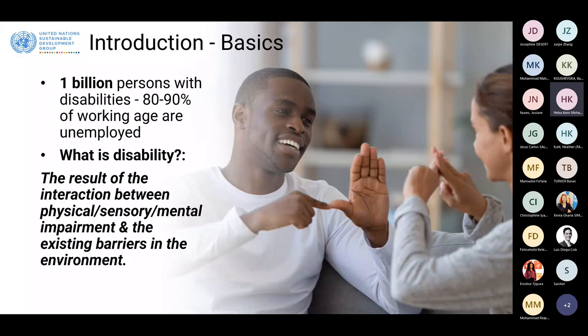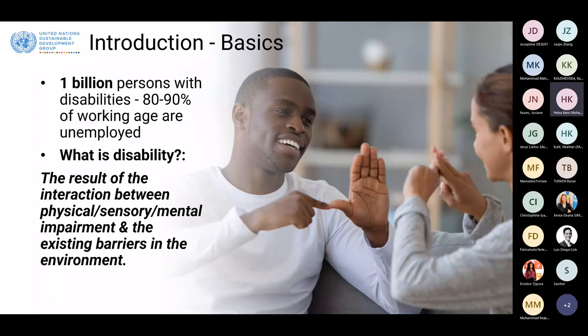So here in disability inclusion, as you all know, there are 1 billion persons with disabilities worldwide, 80 to 90% of which are of working age. And unfortunately, they face unemployability due to the existing barriers in the environment. And by the word environment, we mean the physical and the digital environment. Throughout this training today, we are going to talk about the digital environment of online meetings. How can we turn that environment into an accessible alternative as much as we can?